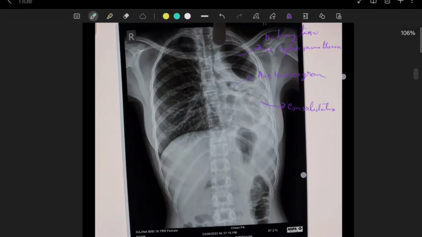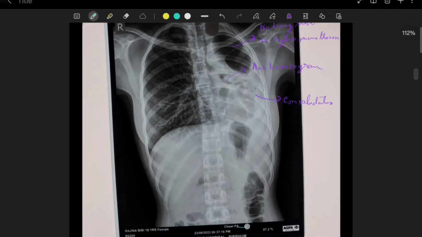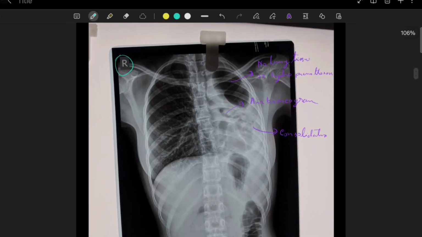Now see this X-ray. In this X-ray, it is the PA view X-ray and it is the right side. Okay. The right side, the lung is present. Okay. There is lung tissue. These are the lung tissue. But see in the left side, here darkness and this darkness is different. Okay. Here you can see there is no lung tissue.